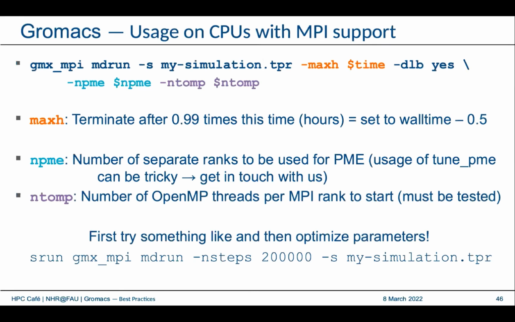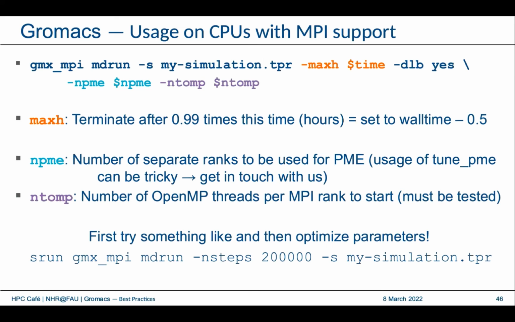Let's use Gromacs on CPUs with MPI support. Here we need to give the number of separate ranks to be used for PME, the particle mesh Ewald electrostatic calculation. You can use tune PME, but it can be tricky, so please get in touch with us. We love to do benchmarking for you.